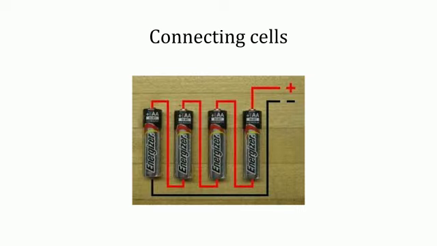In this series connection, the positive terminal of one cell is connected to the negative terminal of the second cell, and the positive terminal of the second cell is connected to the negative terminal of the third one. Therefore, if each cell has a potential difference of 1 volt, the total potential difference of 3 cells will be 3 volts.